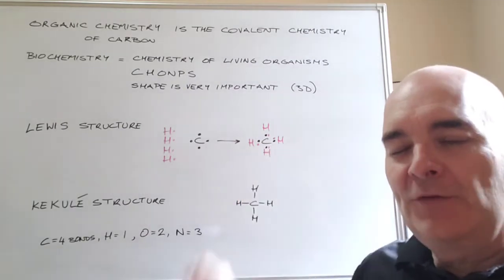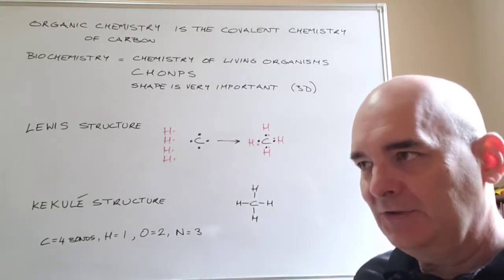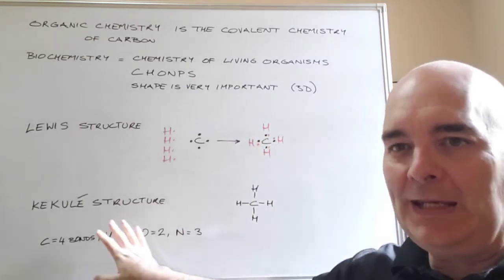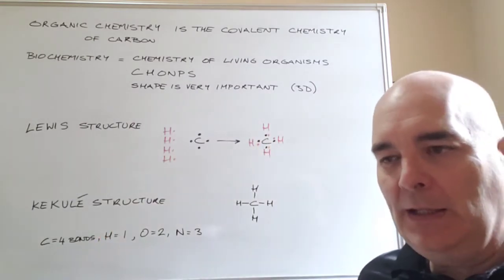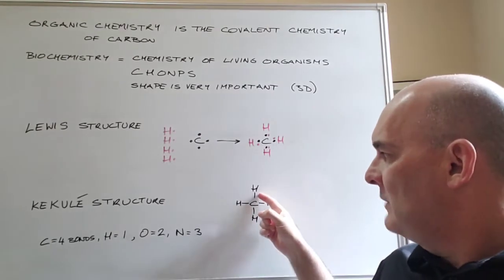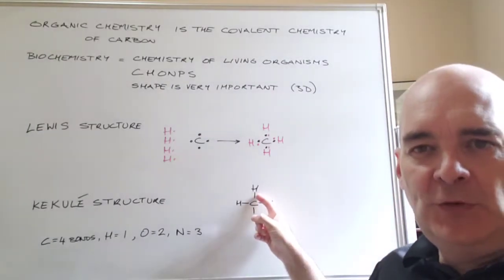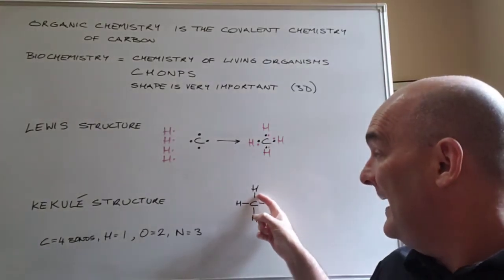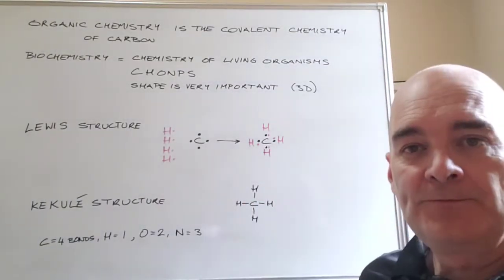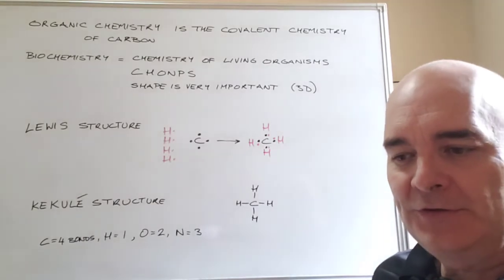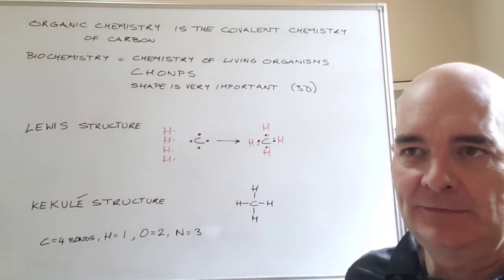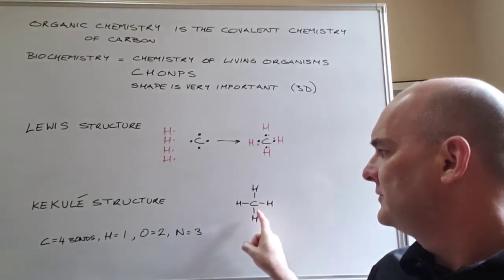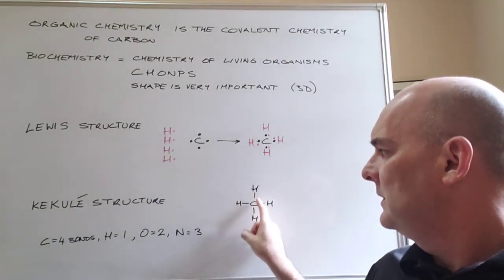Writing those dots out every single time gets a little tedious, so we're going to replace Lewis structures with Kekule structures. And in a Kekule structure, we now represent 2 electrons shared between 2 atoms, a covalent bond, as just a straight line. Covalent bond is 2 electrons shared between 2 atoms. So carbon has 4 bonds. Hydrogen only has 1.